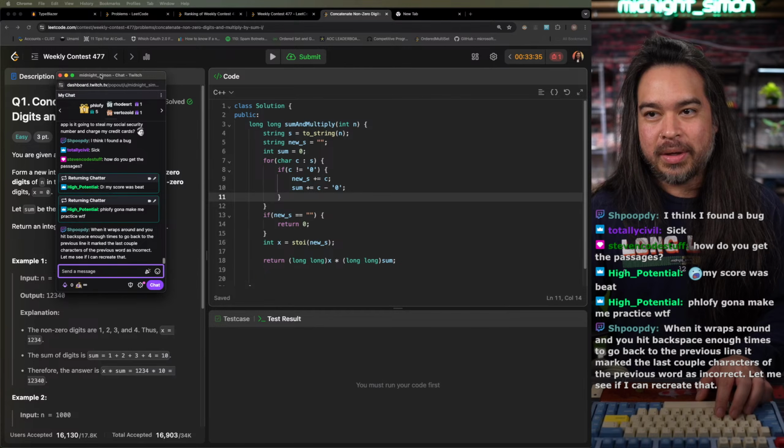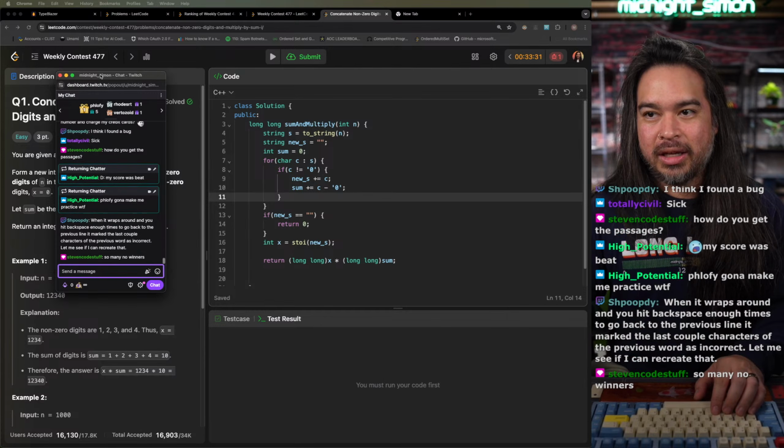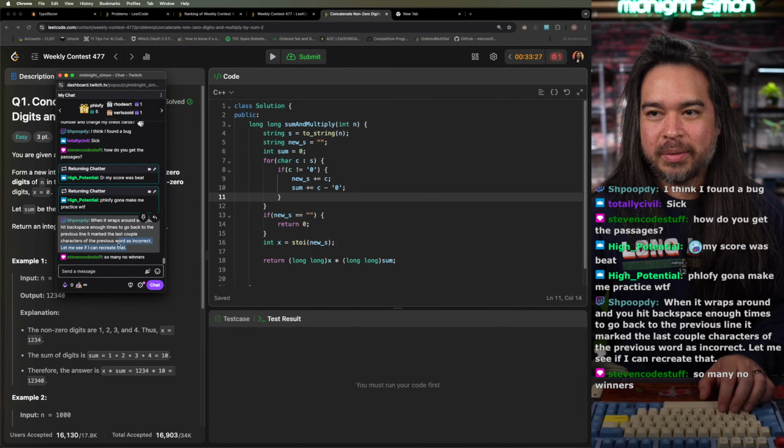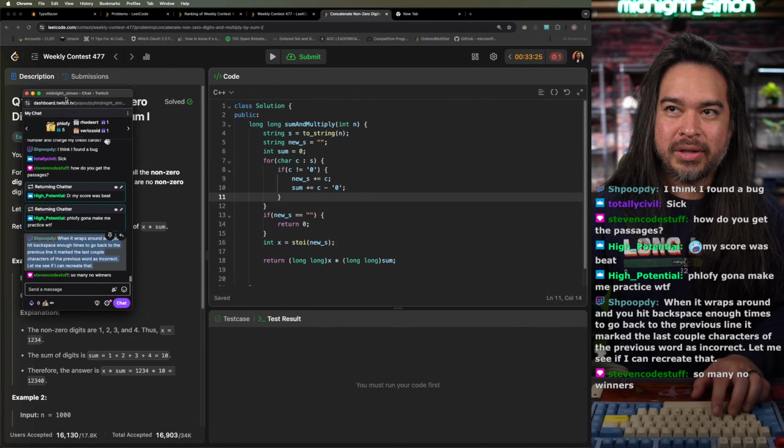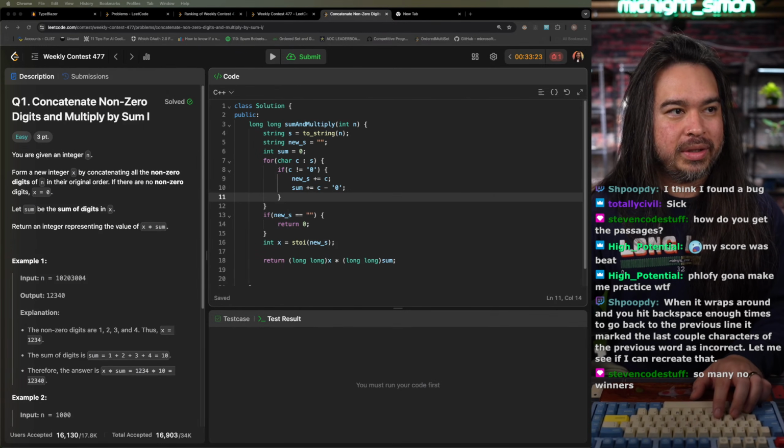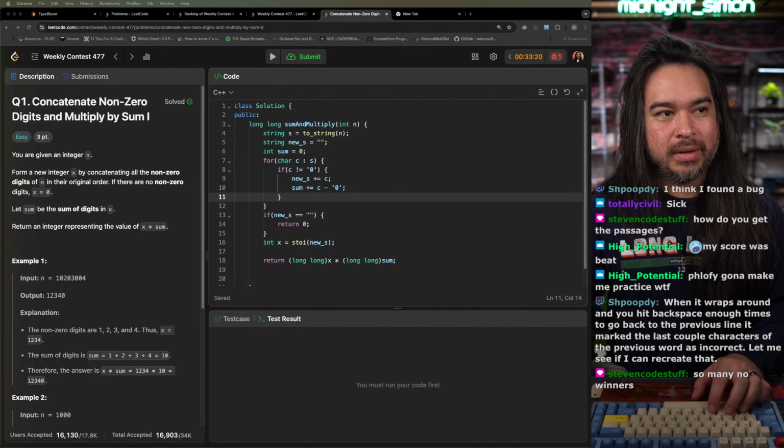When it wraps around, you hit backspace enough times to go back to the previous line. It marked the last couple characters of the previous word as incorrect. Let me see if I can recreate that. Hey, let me make a note of this somewhere before we continue. There's also the report a bug button, which I'm not sure if it works.